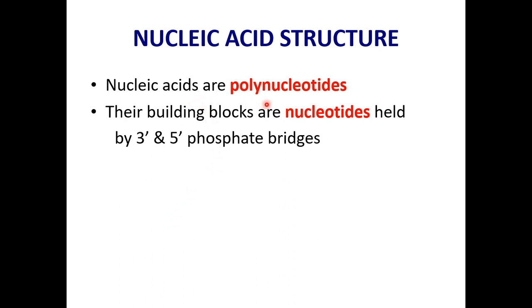Nucleic acids are formed by polynucleotides. That means they are polymers of nucleotides. So nucleotides are the building blocks of nucleic acids. If you can remember, like proteins are formed of polypeptides, that means amino acids are the building blocks. They combine together to form polypeptides, the building blocks of proteins. Okay. So similarly, polynucleotides have nucleotides as building blocks, held by 3' 5' phosphate bridges.